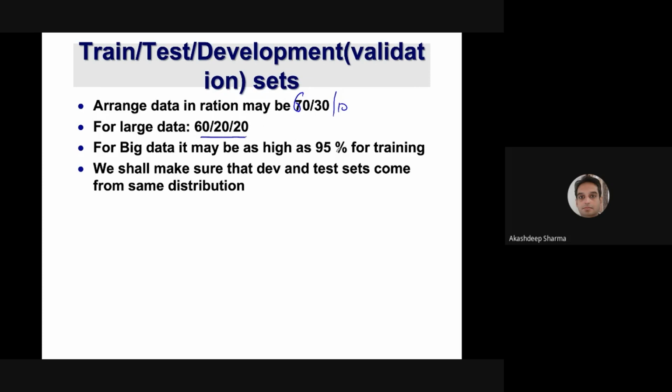For bigger data, even 95% of the data may be sufficient for training. This is important. We shall make sure that dev and test sets come from the same distribution. It means you please select randomly. So randomness is, you can say, the most important thing that you must consider. For example, I had so many samples. Please don't be specific. I'll pick say 100 samples for testing first, the next 100 for validation, the rest for training. If it is like this, then it may be a problem.